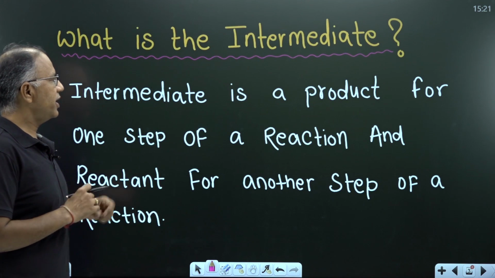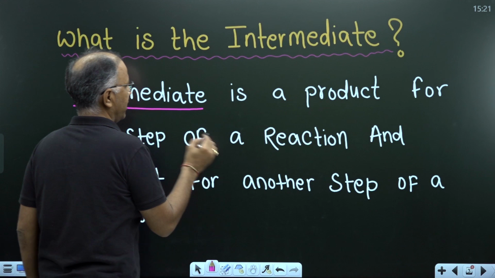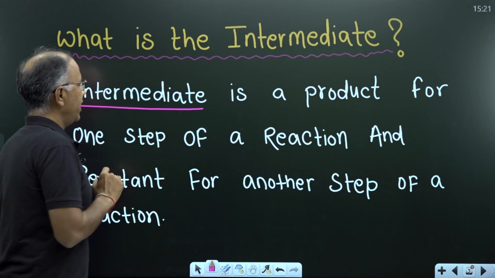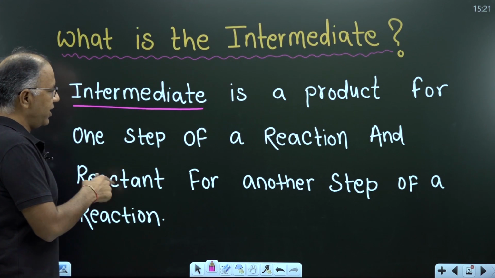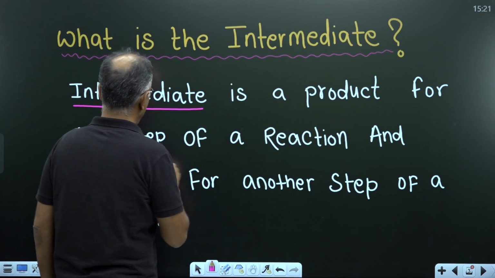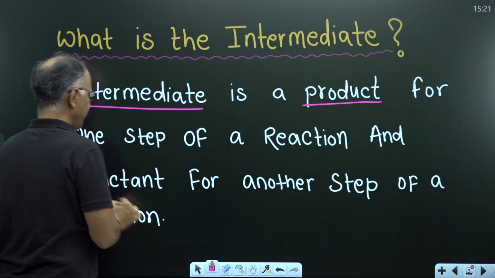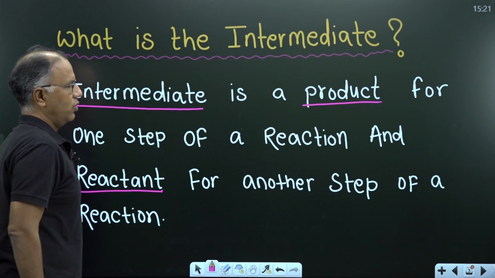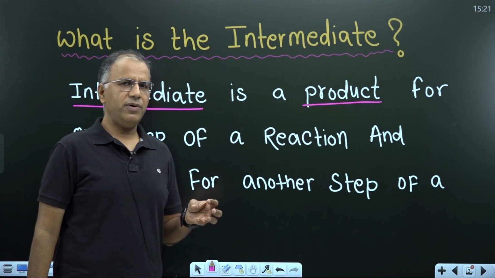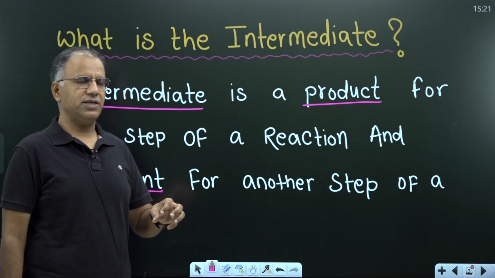Now this is an important definition. Intermediate is a product for one step of a reaction and reactant for another step of a reaction. Means intermediate is formed as a product for one step of a reaction and is a reactant for another step of a reaction.